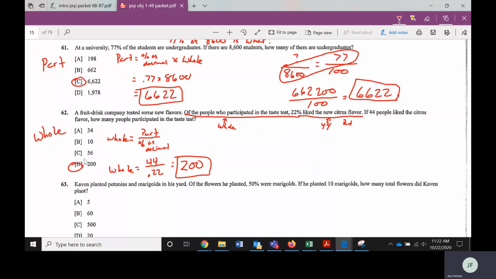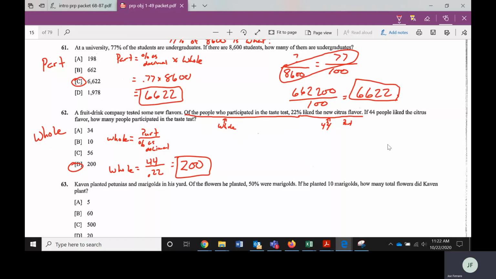Okay, and now you can ask yourself, does that make sense? If there's 200 people that took the survey, 44 of them could like the citrus flavor, and that makes sense. This is a case where the part's not going to be bigger than the whole because it's a survey. You can't have more people say yes than you actually asked.